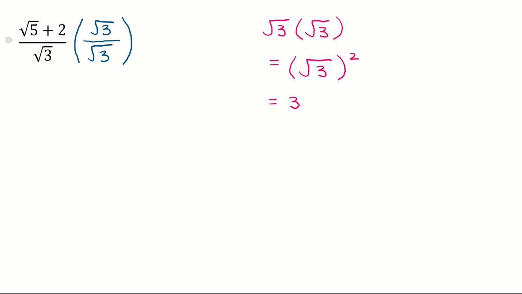And on the numerator, we're going to have to fully FOIL this. So we got to do root 5 times root 3 multiplied by 2 times root 3. When you FOIL this, root 5 times root 3 is going to give you root 15. And 2 times root 3 is just going to give you 2 root 3. And like we said, our denominator is going to end up being 3.